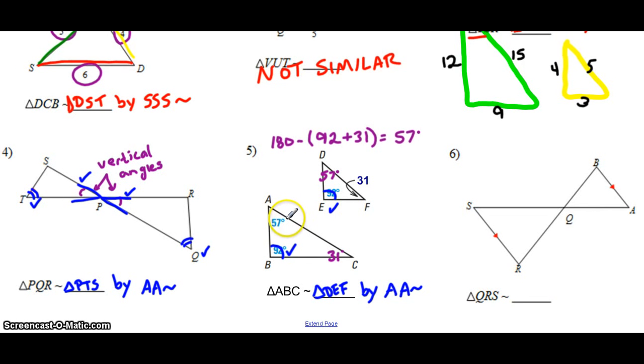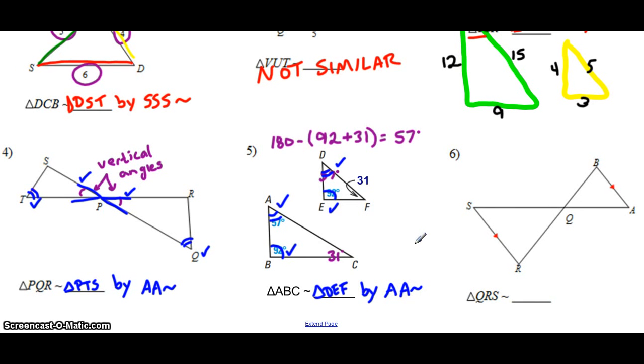Except, remember that all the angles in a triangle must sum up to 180 degrees. So what I did is I started with this triangle here. I said, well, this is a 92 degree angle. This is 31. Add those together and subtract those from 180, and you get 57 degrees. And now, take a look at this. Angle A is 57 degrees, and I know now that angle D is 57 degrees. So that is a second pair of angles that are congruent to each other. Therefore, we can say that triangle ABC is similar to triangle DEF by the angle-angle similarity theorem.